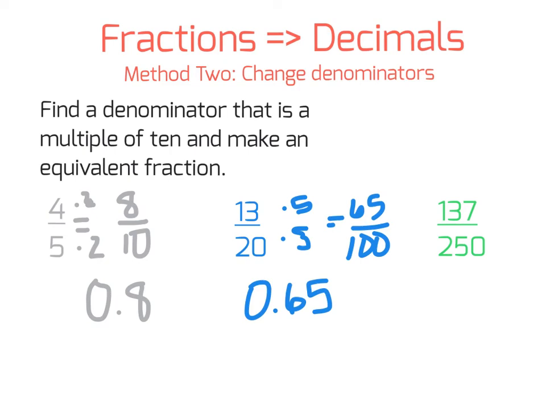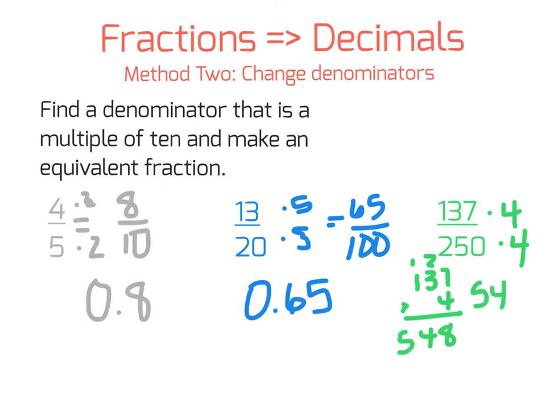Now, 137 over 250. If we multiply both of those by 4, we get thousandths. So that is, oh my, I don't know that I can do that in my head. 137 times 4, 8, carry the 2, 12, 4, carry the 1, 5. Okay, so 548 over 1,000. We turn that into a decimal.